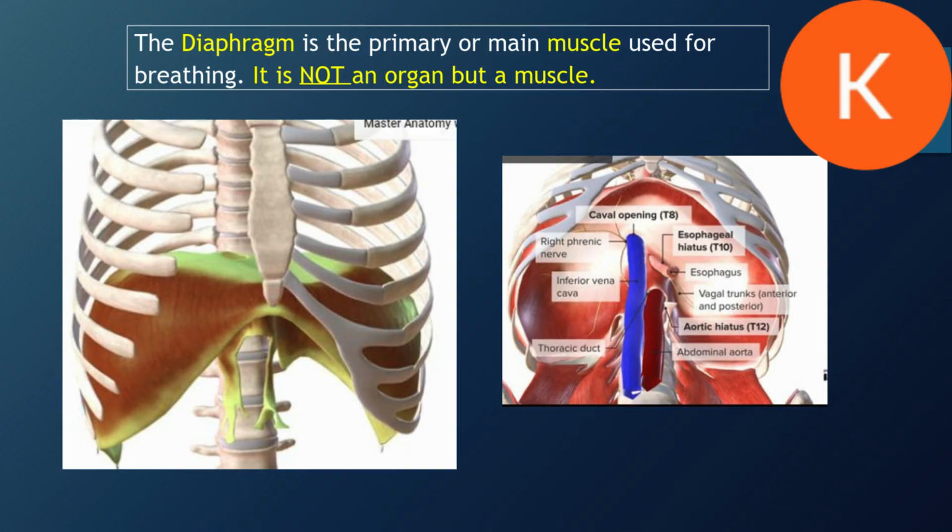So the picture says master anatomy, it shows the diaphragm, which is in the brown and green. Then we see this picture showing from below the rib cage, and it shows how the organs look like inside. So we have our caval opening, which is at the level of T8, right phrenic nerve, inferior vena cava, and thoracic duct. And then we see our esophageal hiatus at the level of T10, esophagus, vagal trunks, which is anterior and posterior, aortic hiatus, which is at the level of T12, and abdominal aorta.